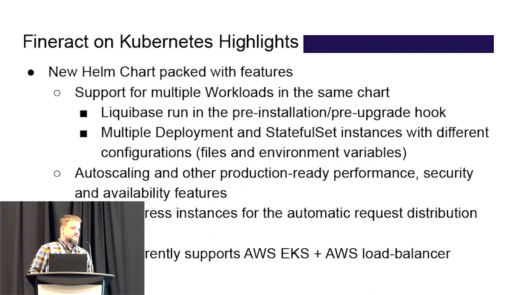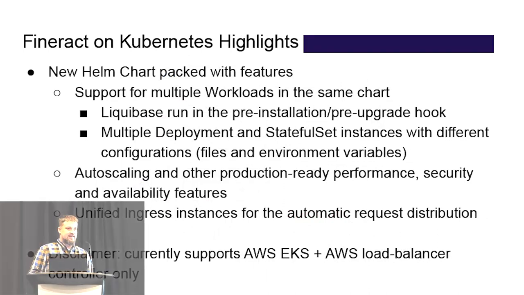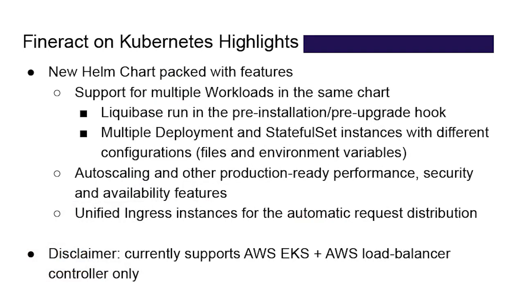Now, this Helm chart also includes some additional capabilities that help Fineract run in production. These include some performance improvements, I will show some of them, some security improvements, and some availability features that were not present in the previous version of the Helm chart that's included with Fineract. Obviously, it also includes the unified ingress solution that makes the decision where to route the incoming requests. However, it can also instantiate the individual ingresses and services for all the pods that are running.